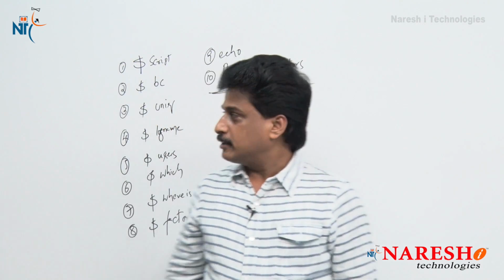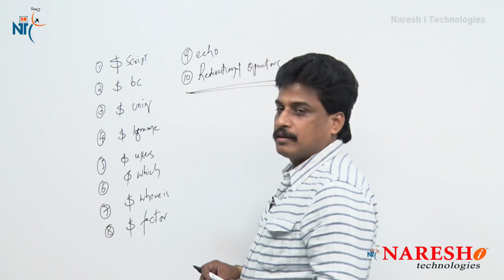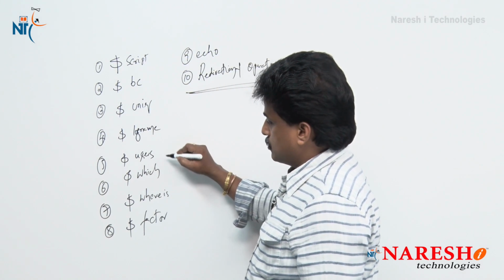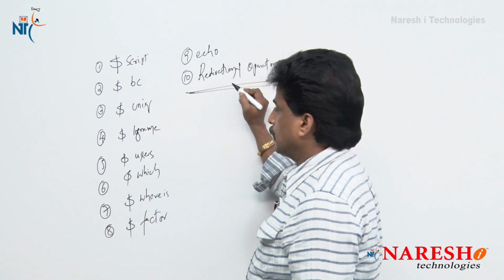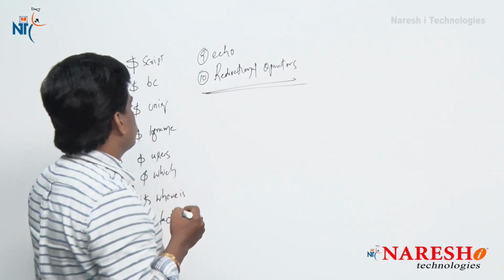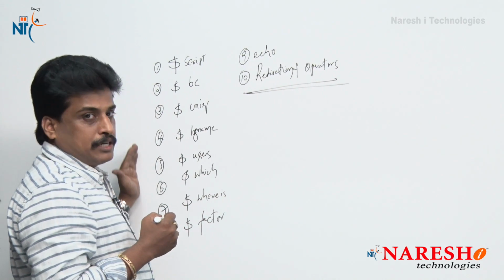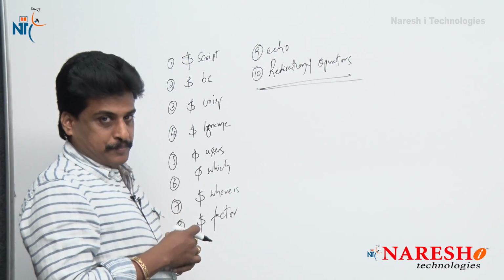In this session, we'll try to observe script, bc, uniq, logname, users, which, whereis, factor, echo, and redirection operators. Each and every one of these commands is commonly used in the Unix operating system. Let me explain what is script.